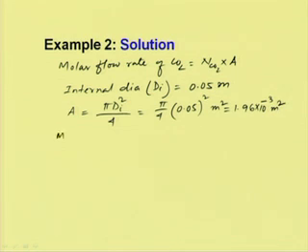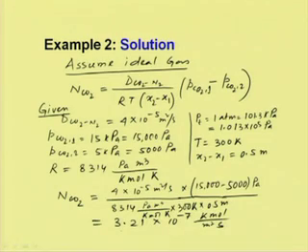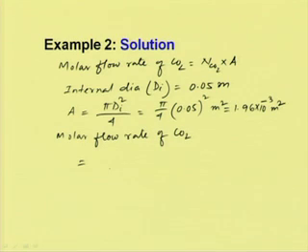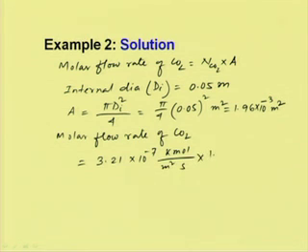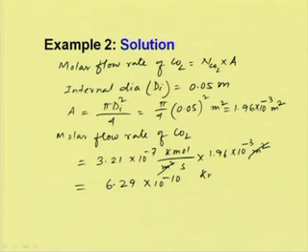So, the molar flow rate of CO2 is equal to the flux we have obtained earlier, which is 3.21 into 10 to the power minus 7 K mole per meter square second, multiplied by the cross sectional area 1.96 into 10 to the power minus 3 meter square. So, if we multiply, the meter square will cancel out, and then it will be 6.29 into 10 to the power minus 10 K mole per second.